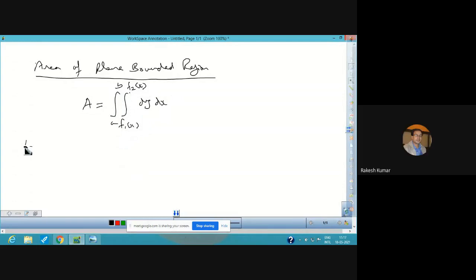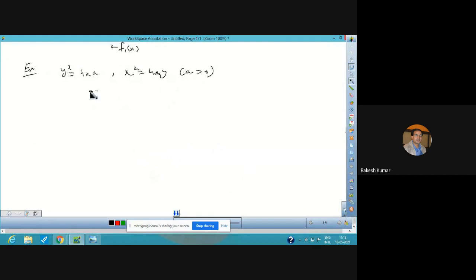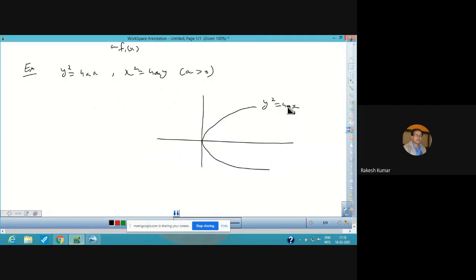Find the area enclosed by the parabolas y square is equal to 4ax and x square is equal to 4ay, where a is a parameter greater than 0. So we have two parabolas. The first one, y square is equal to 4ax, is clearly a right-handed parabola. And the second is x square is equal to 4ay.